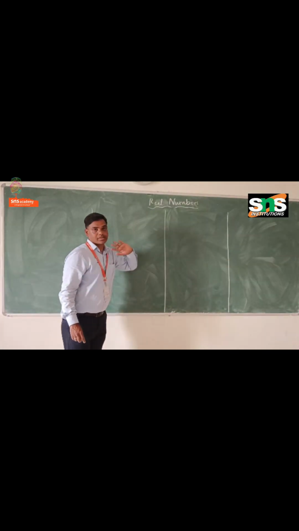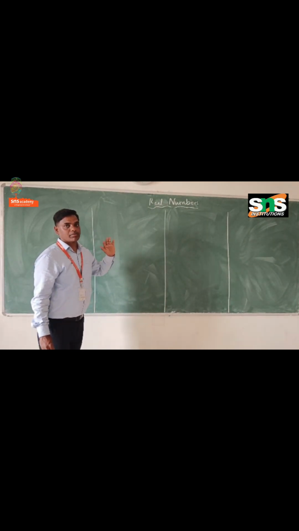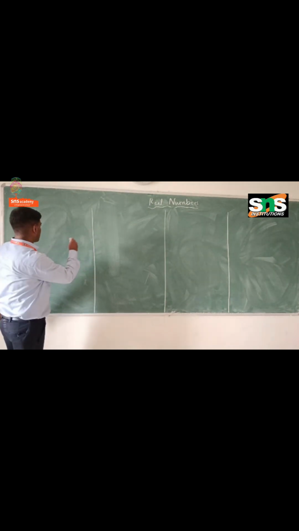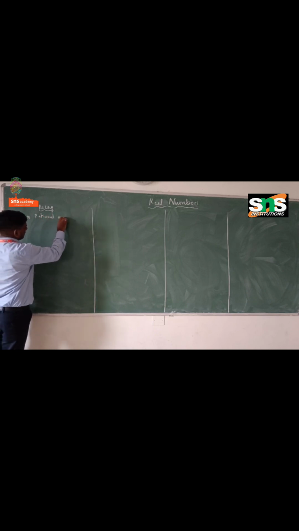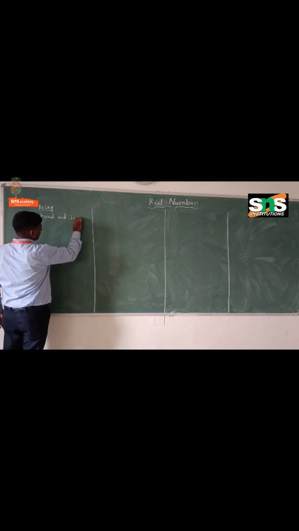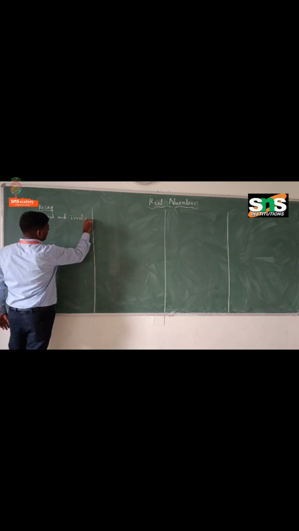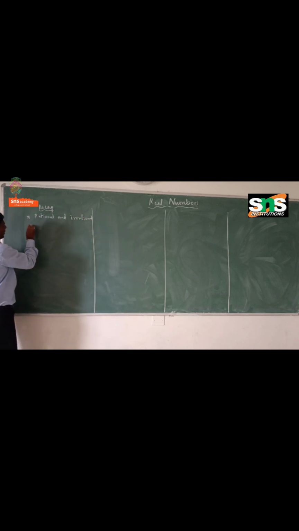In the last class we discussed real numbers. Based on the real numbers, we saw the types of real numbers, like rational. It's a recap: before we start the class, we can recap what we studied in the previous class. We saw what rational and irrational numbers mean, and then we saw how to differentiate rational and irrational numbers, and what the conditions are.